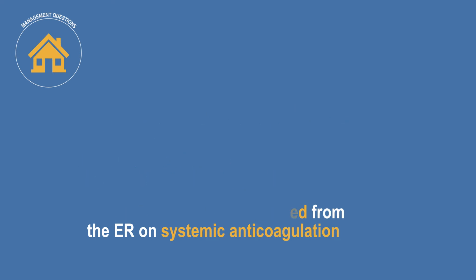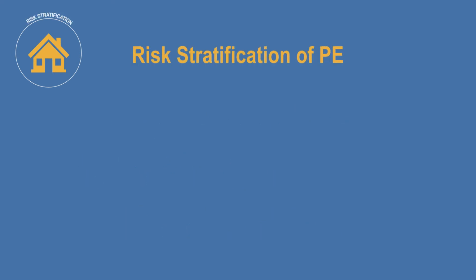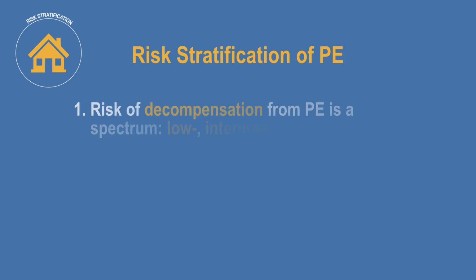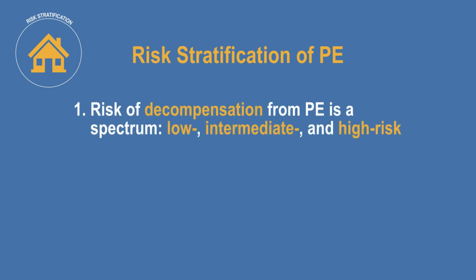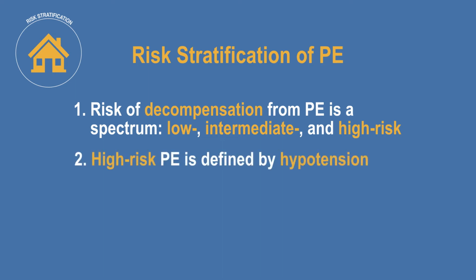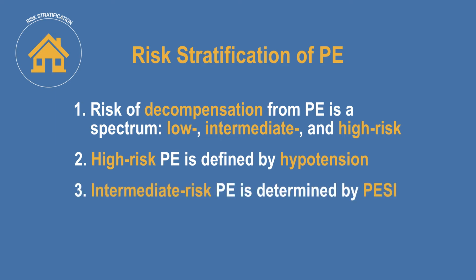And an example for a teaching focused entirely on risk stratification. Number 1. Risk of decompensation from PE can be thought of along a spectrum: low, intermediate, and high risk. Number 2. High-risk PE is defined by hypotension, specifically sustained hypotension or shock. Number 3. Intermediate PE does not have sustained hypotension, but the patient has features that increase risk of decompensation based on medical history or vital signs, as defined by the Pulmonary Embolism Severity Index.